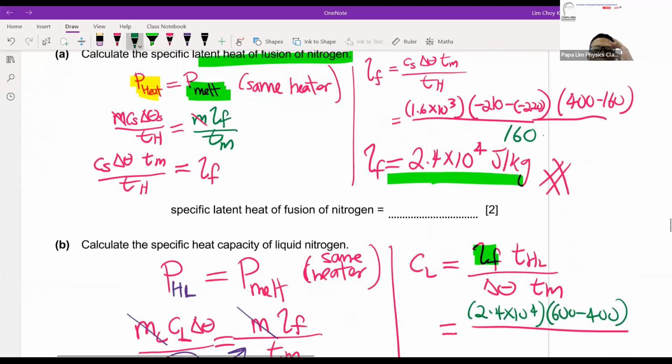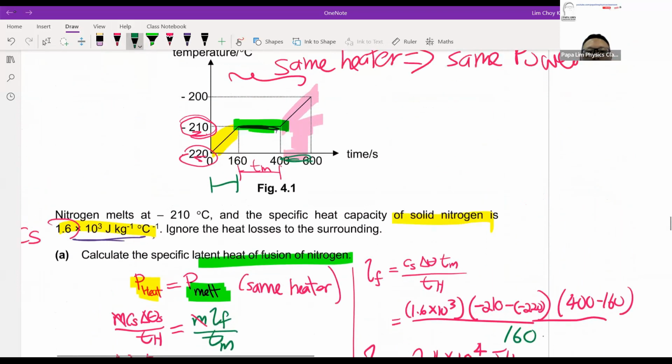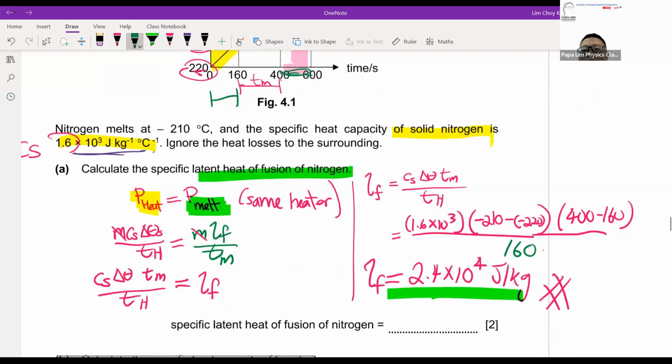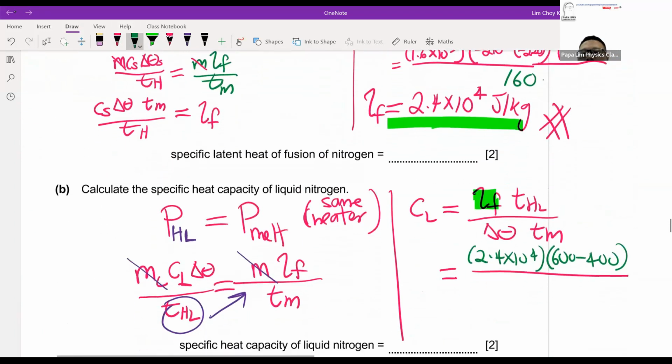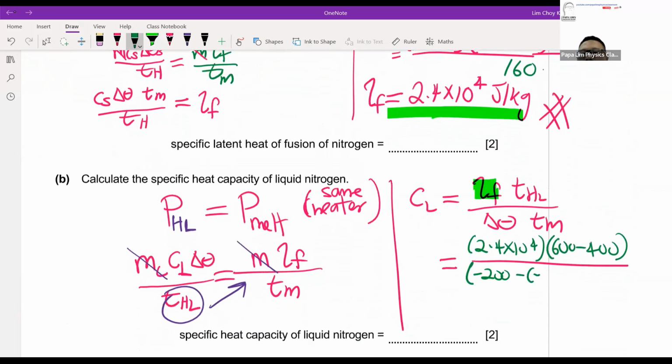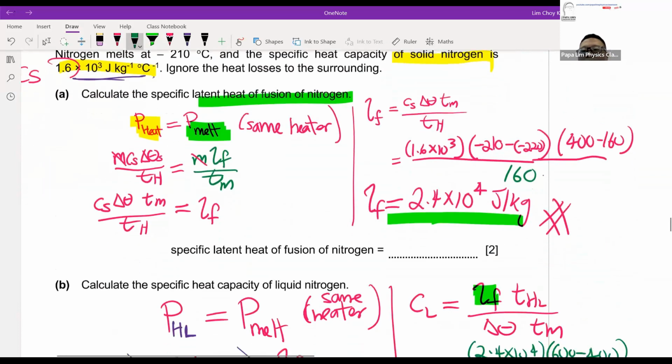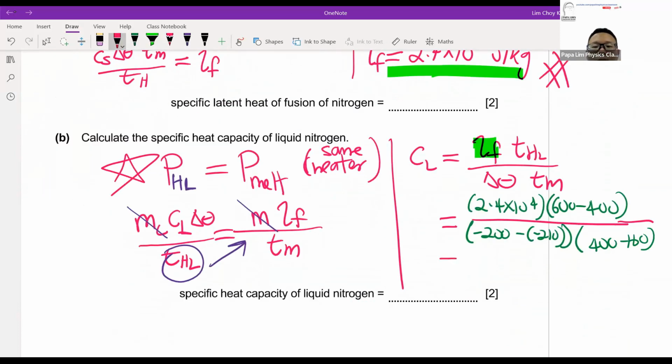Delta theta, same thing, is high temperature minus low temperature. So the high temperature is negative 200 and the low temperature is negative 210. So it will be negative 200 minus negative 210, multiplied by the time to melt, which is 400 to 160. You'll find that the answer here will be 2 times 10 to the power 3 joules per kg per Kelvin. That should be the answer, so just take note of it.